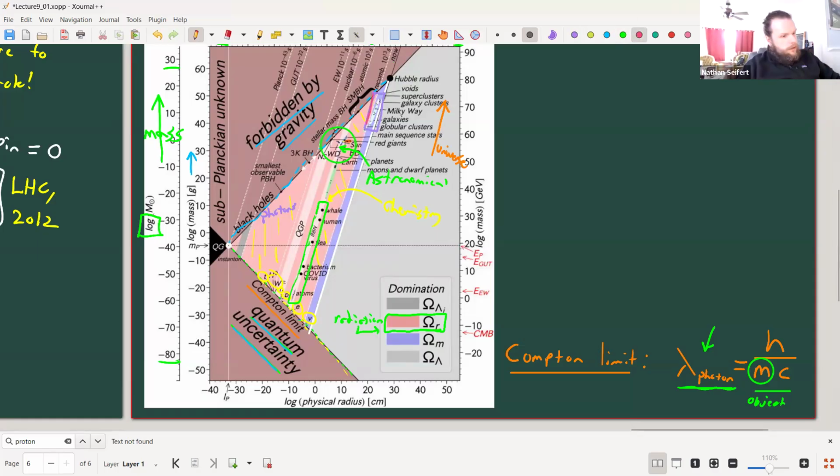Draw it in red. That band right there, that's the vast majority of the mass in the universe. And so this M here is for matter.